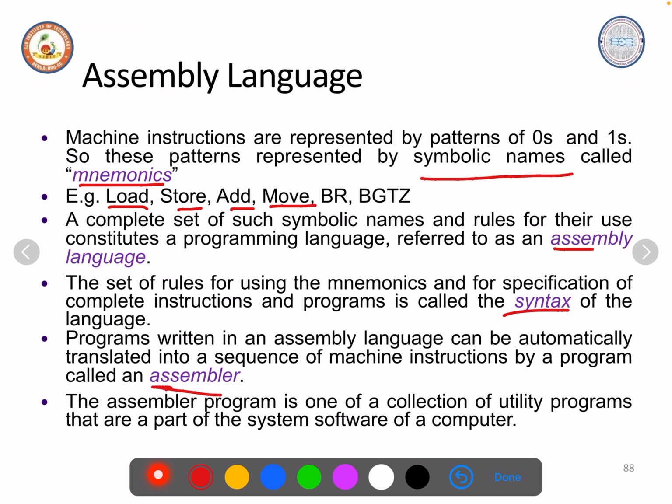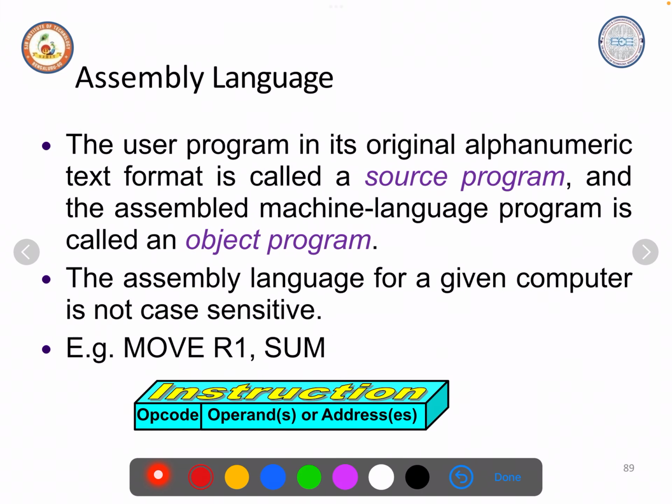Then we have an assembler. Assembler, we already know, can automatically translate assembly into a sequence of machine instructions. An assembly language instruction is converted into machine instructions by a program called the assembler. It is a collection of utility programs that is a part of system software. Suppose I write the user program in original alphanumeric text format, we call it a source program. The assembled machine language program, we call it an object program.